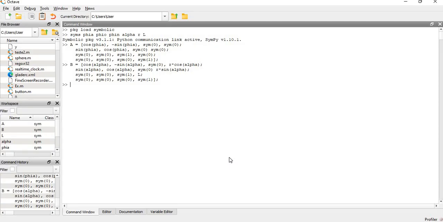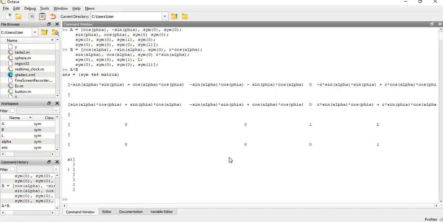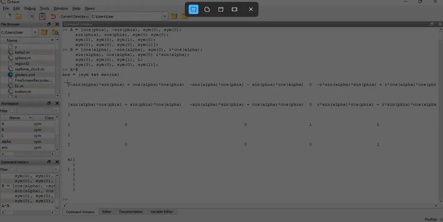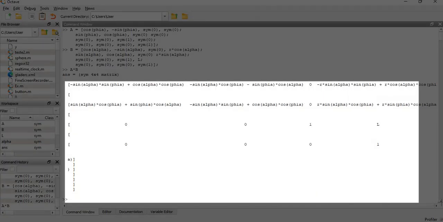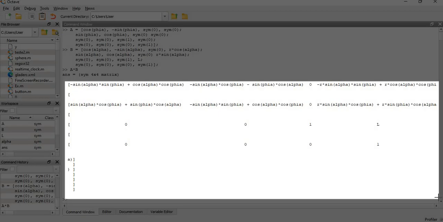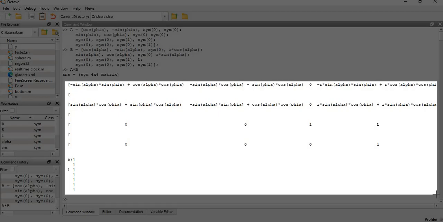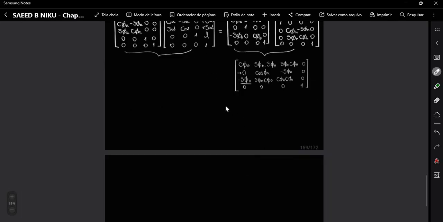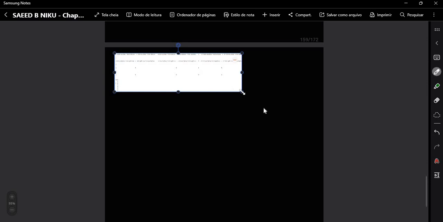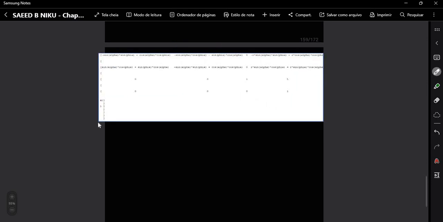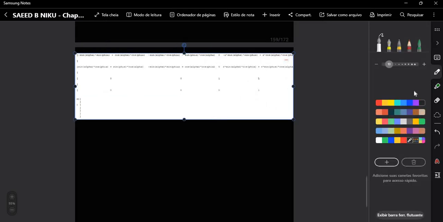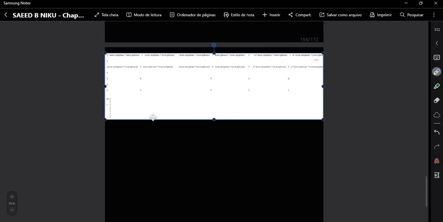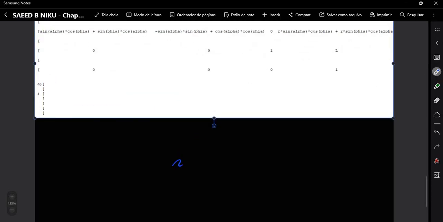Now we just have to type A times B. Right. Now let me take a print screen, and I will paste right here. And now we just have to write down the elements.